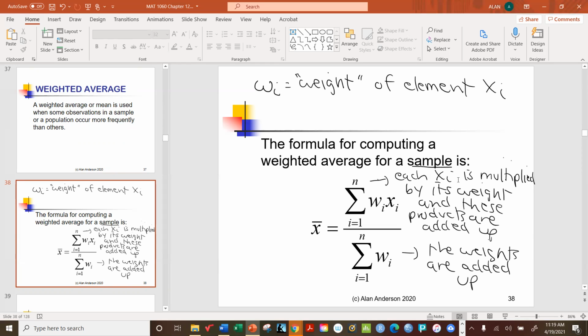So if you look at the numerator of the scary formula, it's telling us that for each x, we're going to multiply it by its own weight. And when we're done doing that, we're going to add up all the results. In the denominator, all we're doing is adding up the weights. So the denominator is easy. The numerator is a little tricky.